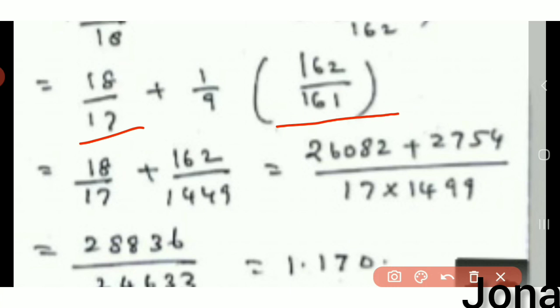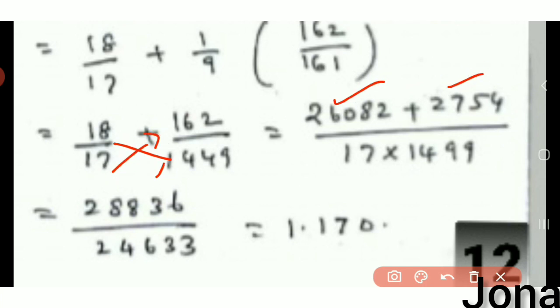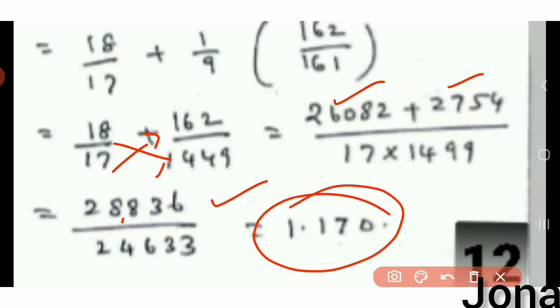If you multiply these two, we have 1449. So take the LCM for these two, that is 24,633, and then cross multiply these two, add this, so that we have 28,836. If we divide this, we have the answer as 1.170.